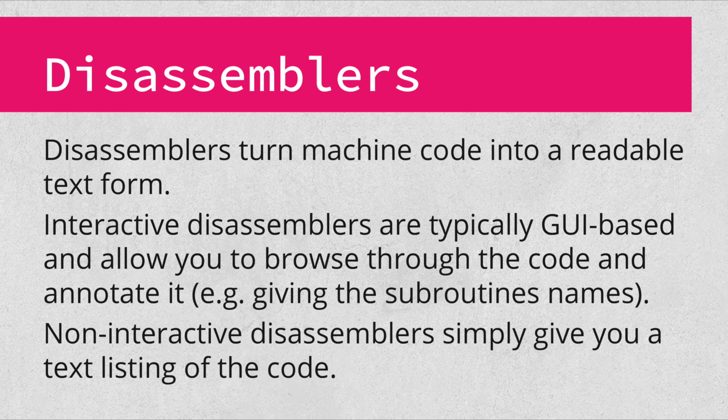First up are disassemblers, which take machine code and convert it to a readable form, which is assembly code. There are two types of disassemblers you'll come across: interactive and non-interactive. Interactive disassemblers are typically GUI based and allow you to browse through code, annotate it to give things names, etc. Non-interactive disassemblers simply take in a binary and give you an assembly file back. This is also called dead listing, since it's just a static text file.